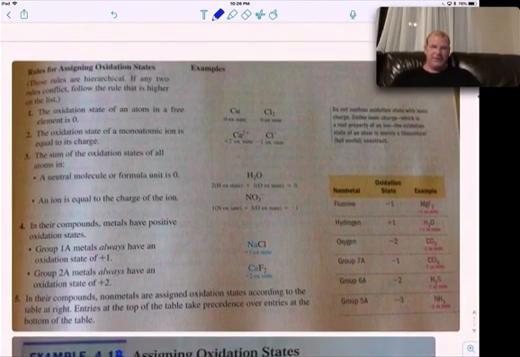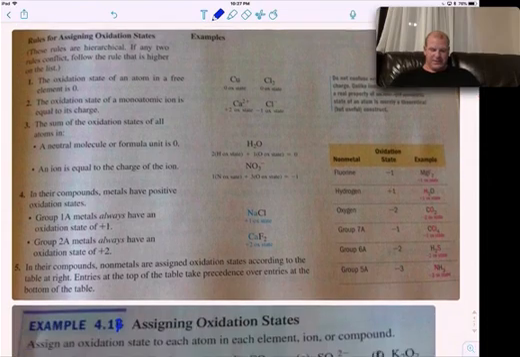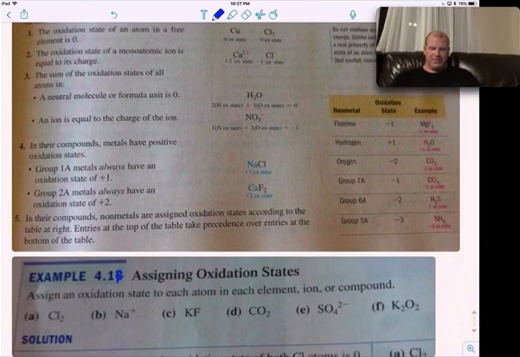So rule number 1, any free element oxidation state is 0. Rule number 2, a monatomic ion oxidation state equals its charge. So monatomic means one atom. And the sum of oxidation states for all atoms in a neutral molecular unit is 0, or for a polyatomic ion equals the charge. So group 1A metals always have an oxidation state of +1, so alkali metals, and alkaline earths, group 2A, always have +2.